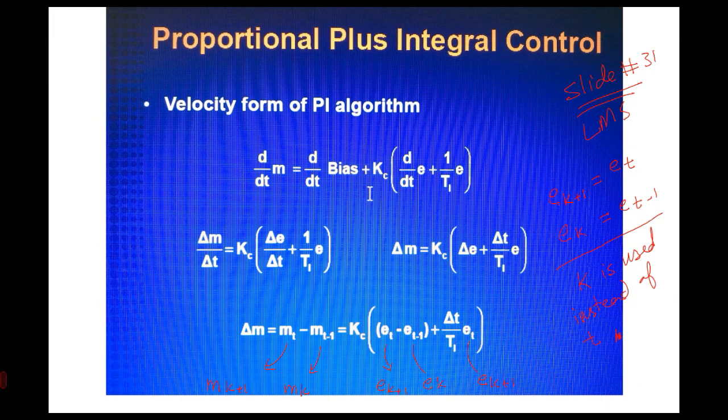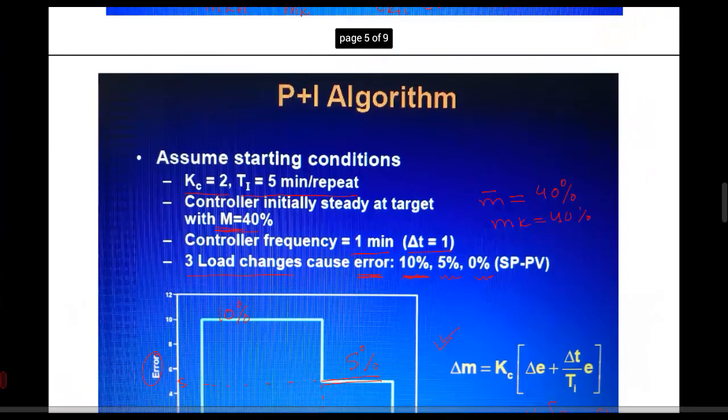In the slides, this is slide number 31 in the uploaded slides. Here we can compare. E of t is basically E of k plus 1, and E of t minus 1 is basically E of k. So here we are using k instead of t, and we can compare this. Mt is basically mk plus 1, mt minus 1 is basically mk, and et is ek plus 1, et minus 1 becomes E of k. So we have this simple equation of PI in the velocity form.